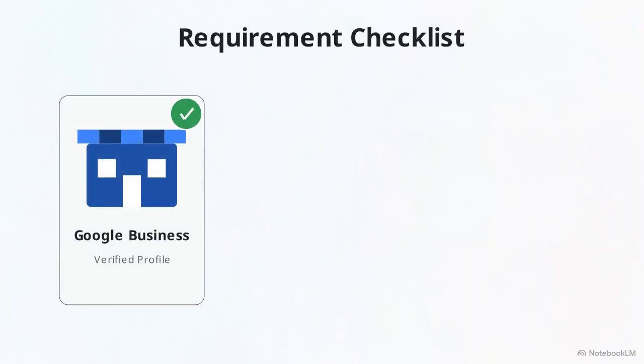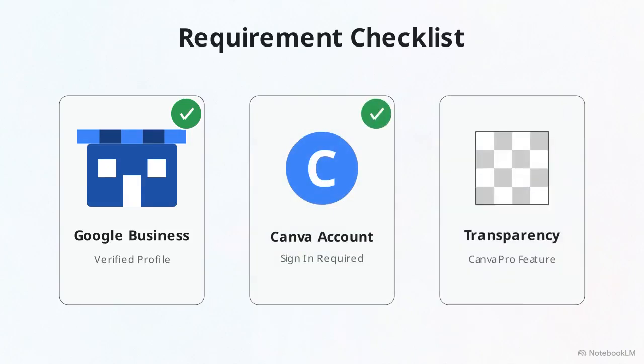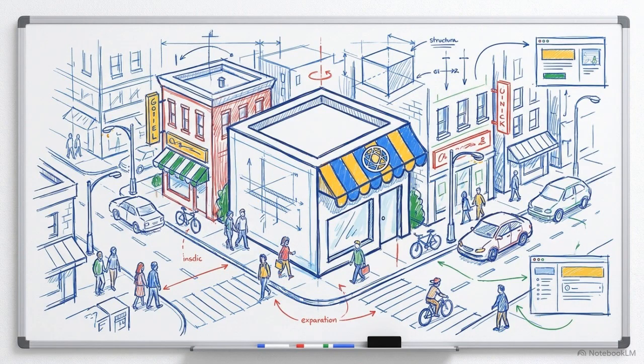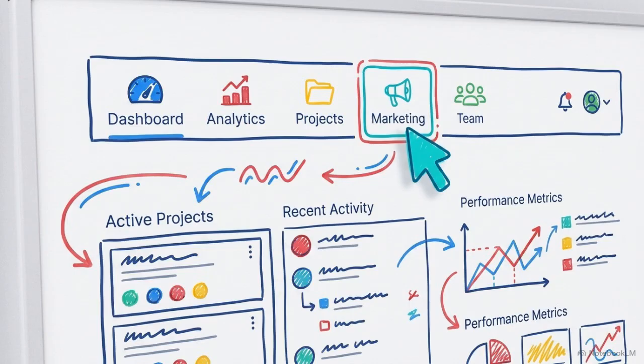To follow along, you will need a verified Google business profile, a Canva account, and access to Canva's transparent background feature. Completing this foundational step ensures your profile presents a consistent, professional image to every potential customer who finds you on Maps or search. First, open Canva and select the marketing category.